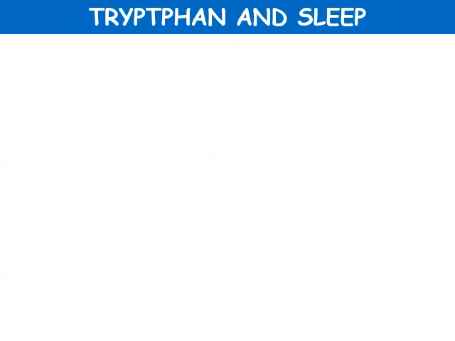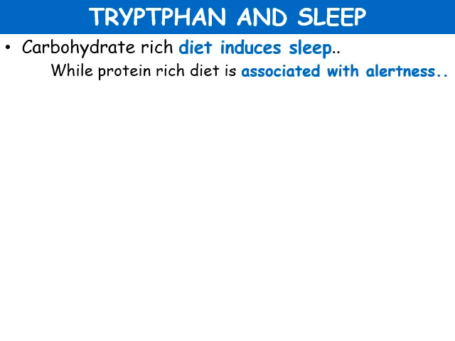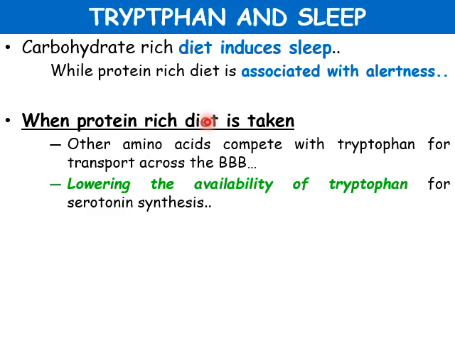Now let's see the relationship of tryptophan and sleep. It is in terms of constituents of diet. For example, if we take a carbohydrate rich diet, it induces sleep. As we know, if we take much rice and other carbohydrates in the diet, it induces sleep. While the protein rich diet is associated with alertness. Let's see the reason behind that.